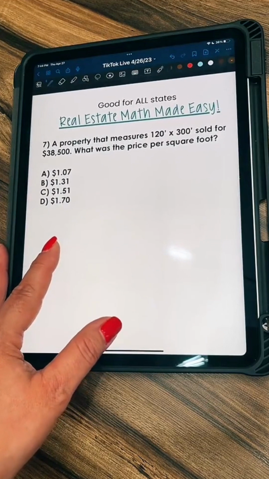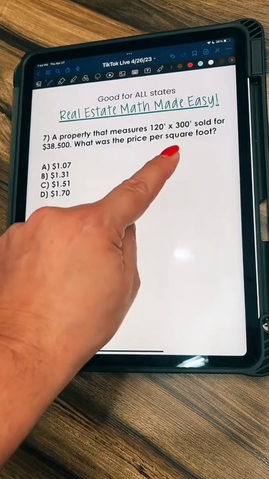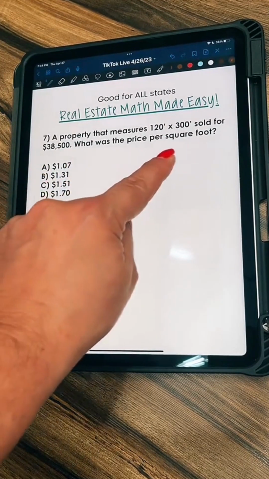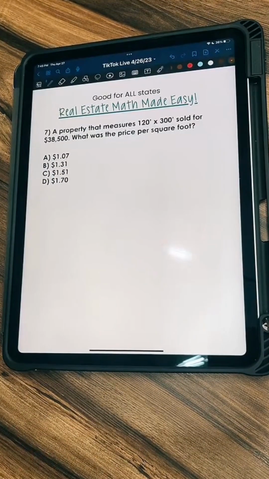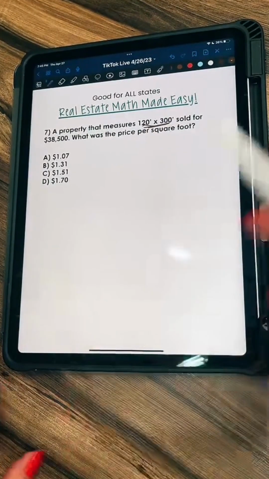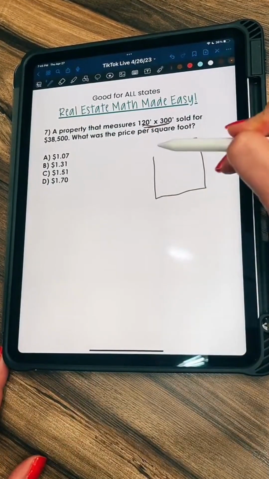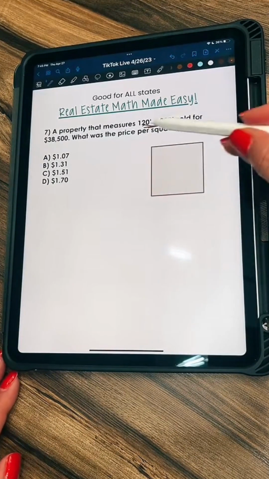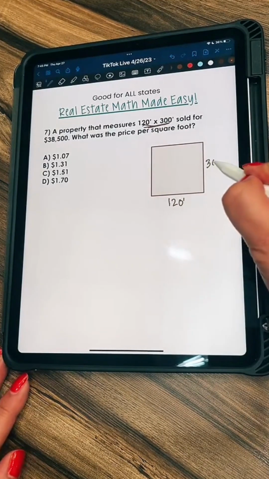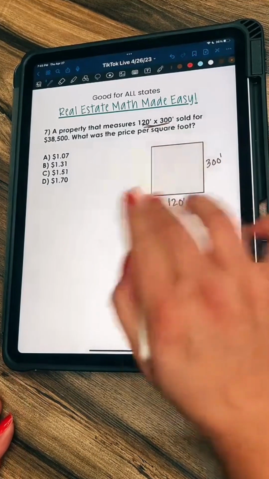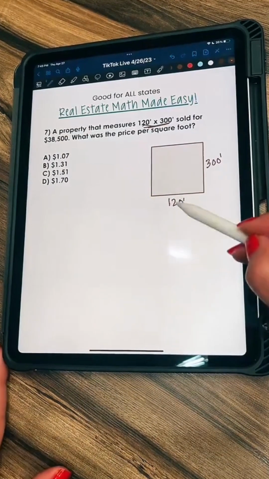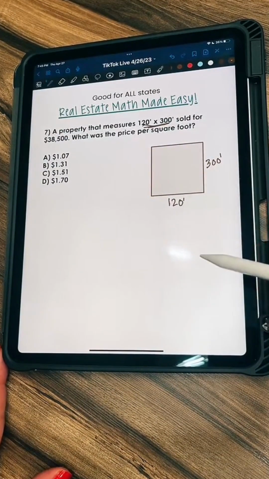So a property that measures 120 feet by 300 feet sold for $38,500. What was the price per square foot? So our first step, remember, is we're going to find the area of this property. Okay, so if we have a property, let me draw a little square here. And it's 120, and trust me, this is not perfect by any means. And this is 300 feet. So that's how much it measures, and it's sold for $38,500.